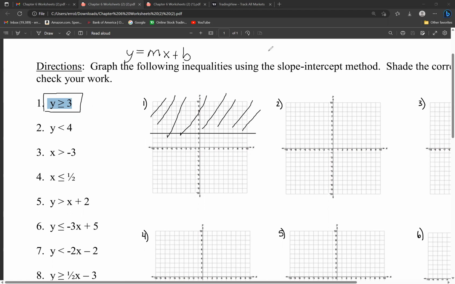The way we can check that is, there's no really way to check that, to be honest with you. As long as it makes sense to you, like it's either above the line or below the line. Okay. Number one. Number two is the opposite, right?